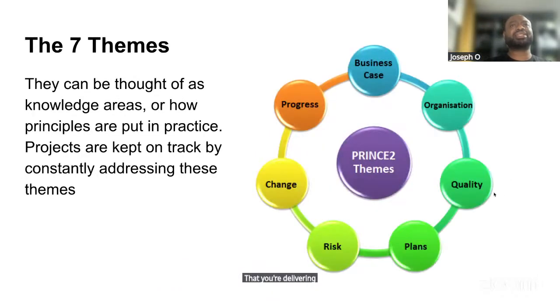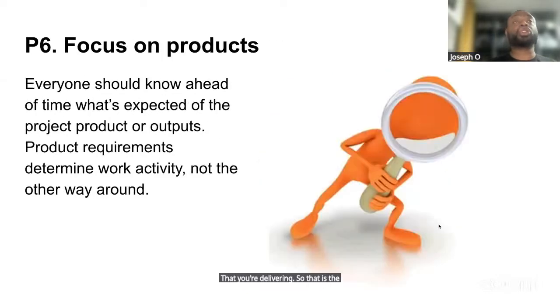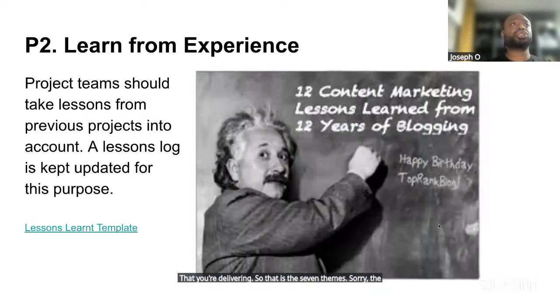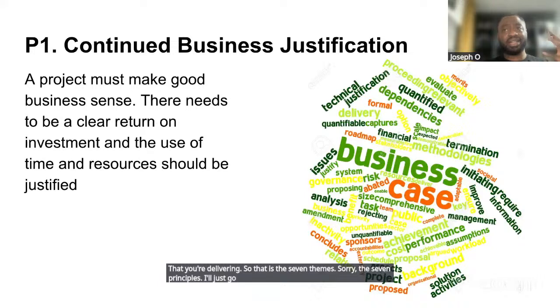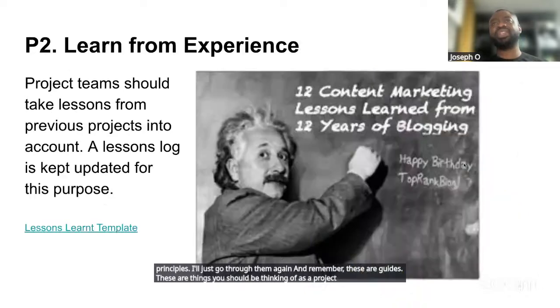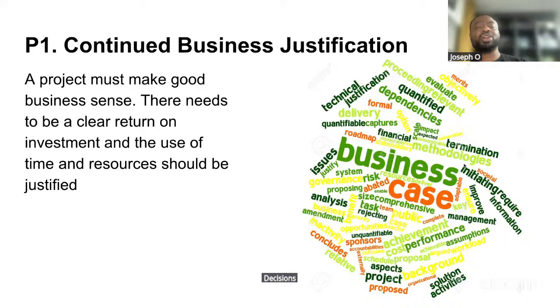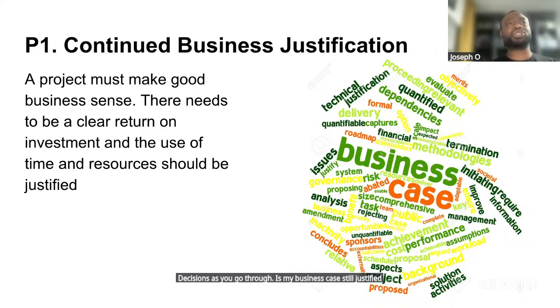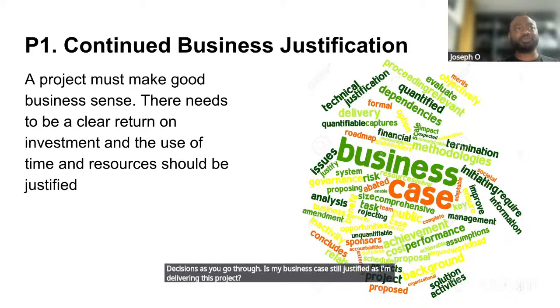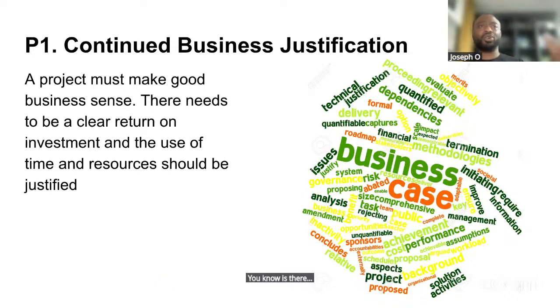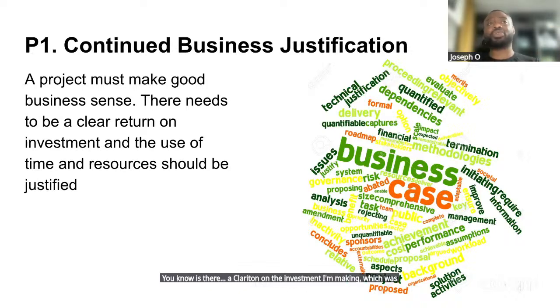So that is it. The 7 themes, the 7 principles. I'll just go through them again. And remember, these are guides. These are things you should be thinking of as a project manager. They should guide your thinking. They should guide your decisions as you go through. Is my business case still justified as I'm delivering this project? Is there a clear return on the investment I'm making, which was agreed at the start of the project?